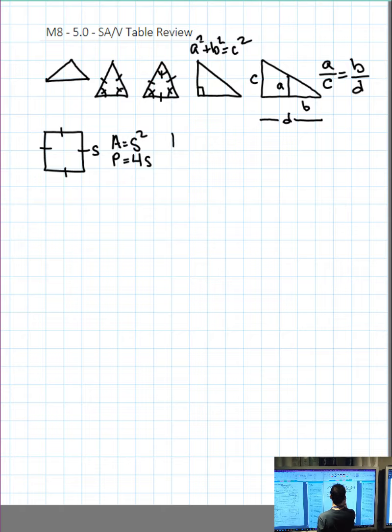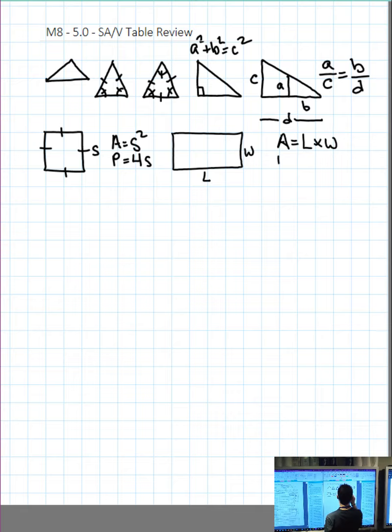Now we have our rectangle with length and width. And some people use different letters, but let's go with that. And we know that area is equal to length times width. And perimeter is equal to 2 lengths plus 2 widths, or L plus L plus W plus W. So I'm going to now get to the triangle.